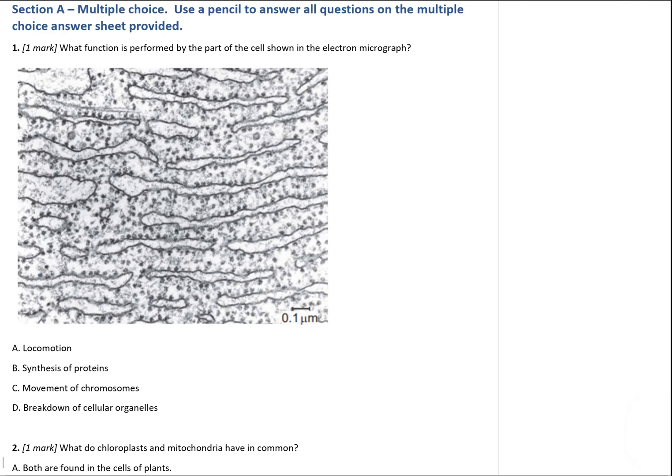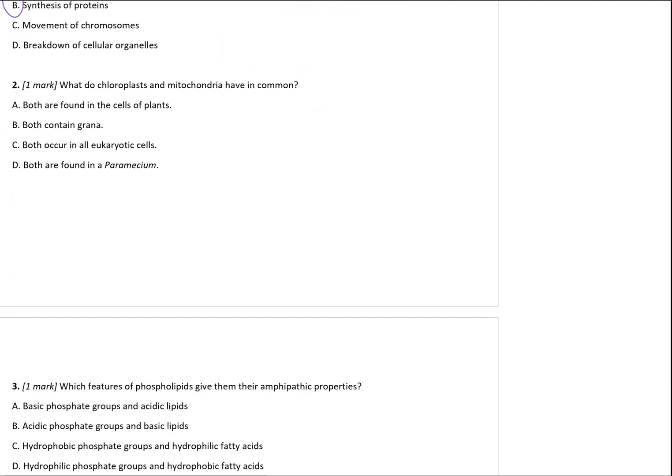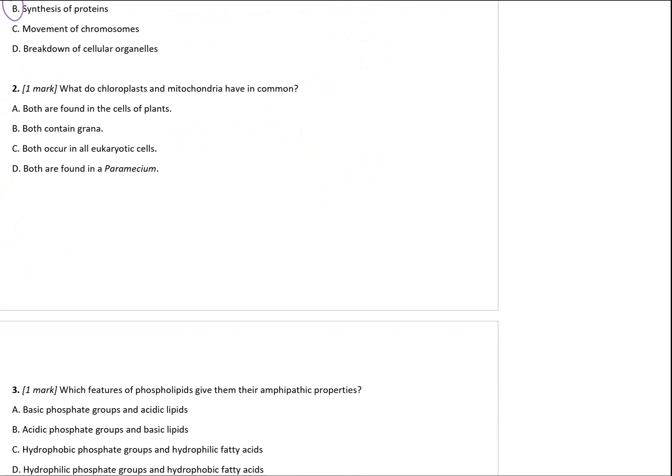Okay, so multiple choice questions. In this one, you're asked, what is this organelle doing? What's the organelle? The organelle is the rough endoplasmic reticulum. And so what does that do? It synthesizes proteins. So have a look down. What have we got? B, synthesis of proteins. Easy, good start. So then question 2, what do chloroplasts and mitochondria have in common?